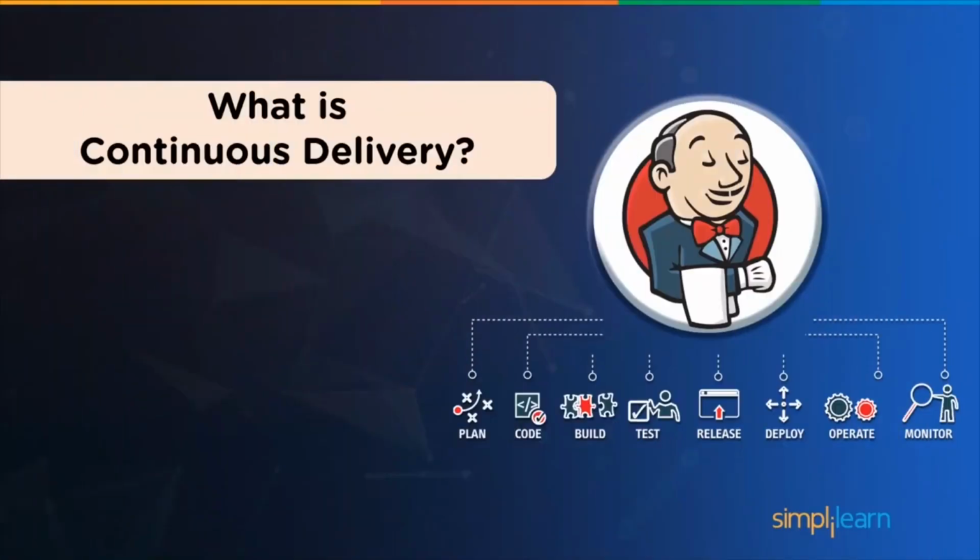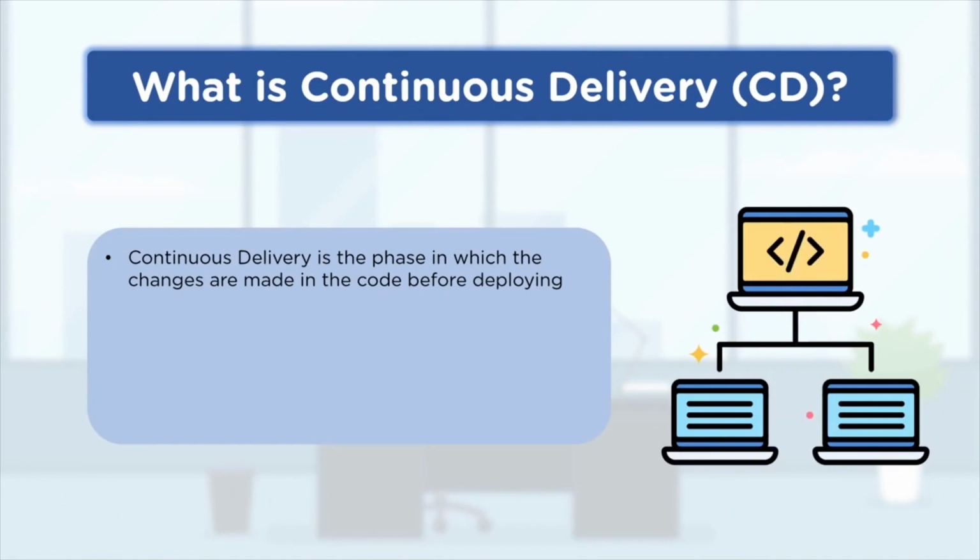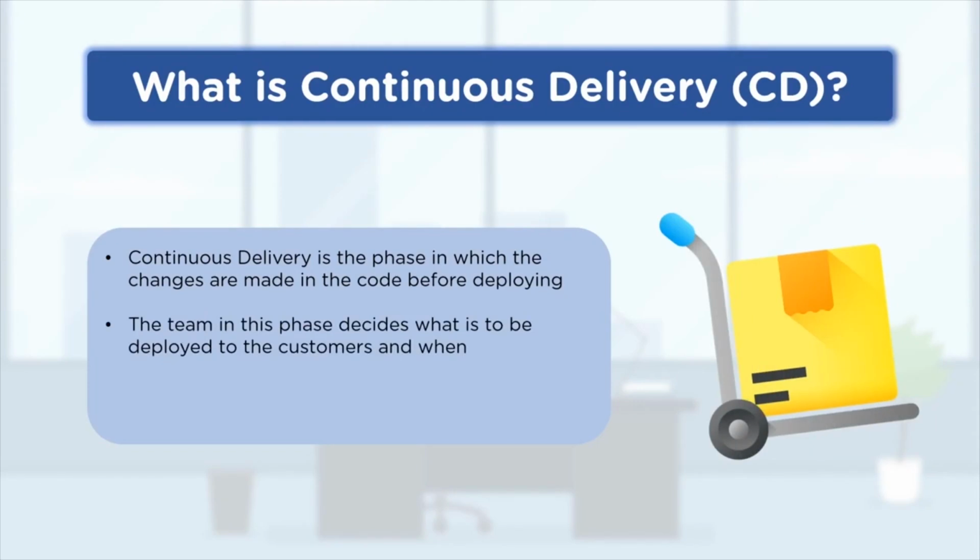Now, what is continuous delivery? Continuous delivery, also known as CD, is a phase in which the changes are made to the code before the deployment. In this case, we are discussing and validating what exactly we want to deliver to the customer, what exactly we are moving to the customer. That's what we typically do in continuous delivery.